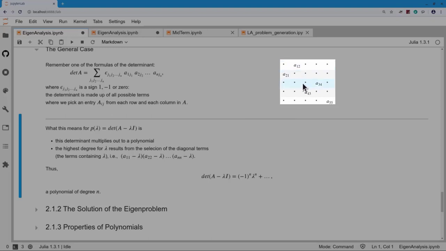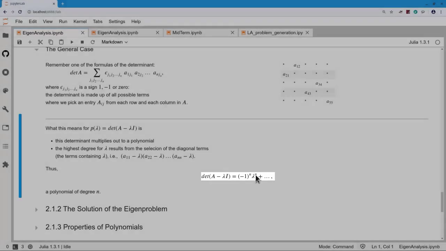Well, the lambdas sit on the diagonal. The maximum number of lambdas I can get is by picking this term, this term, this term, all the terms on the diagonal, and multiplying out a11 minus lambda, a22 minus lambda, all the way to ann minus lambda. And when I multiply that out, if I pick lambda in this term, lambda in this term, lambda in that term, I get lambda to the n as the degree of my polynomial. And since there are n minus signs associated with it, there's going to be a plus or minus sign depending on whether n is even or odd. So the determinant of A minus lambda I always works out to be a polynomial of degree n, where n is the size of my matrix.